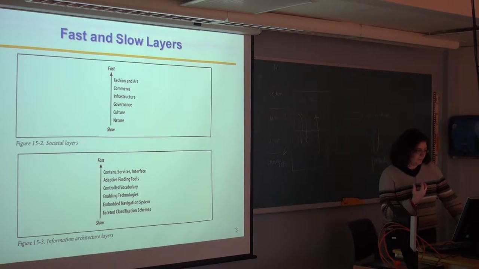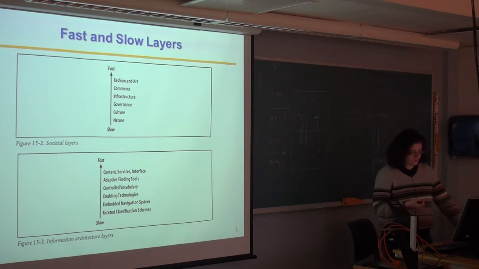One of the important points made in this chapter is the difference between fast and slow layers of the information architecture. They say this is similar to trends in society, where certain things change very slowly, like nature and culture, and sometimes the political government changes slowly. But as you go up this scale, things change more quickly, with fashion and art changing the most quickly. The same analogy can be made on information architecture.